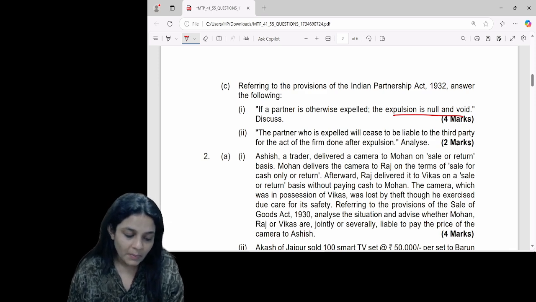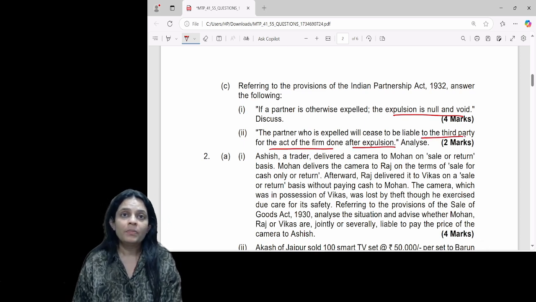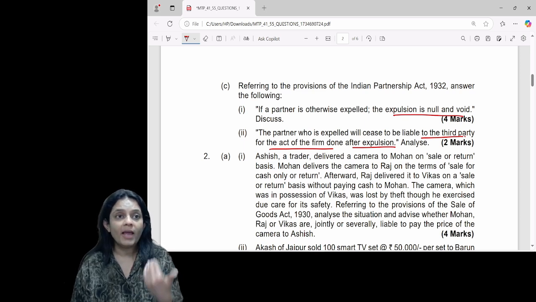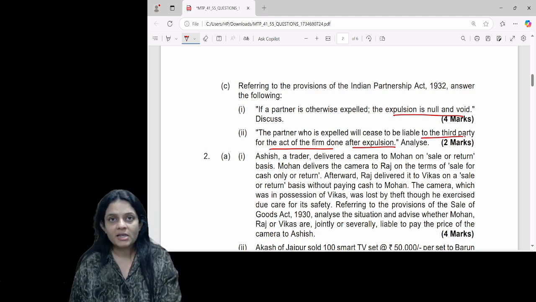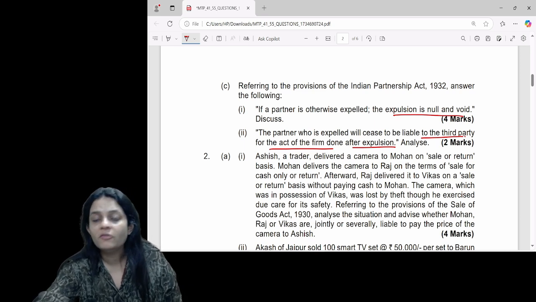The partner who is expelled will cease to be liable to the third party for the acts of the firm done after the expulsion. Well, true. If a partner has been expelled from the firm, then he and his existing partners will continue to be liable for any act done before his expulsion, not after his expulsion. So, yes, in this case, they will not be liable. They are only liable for the acts done before his expulsion.